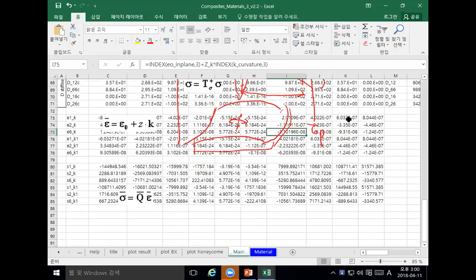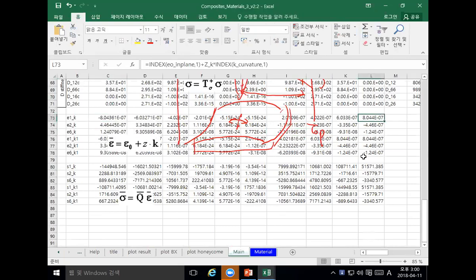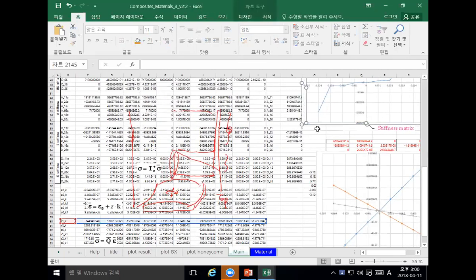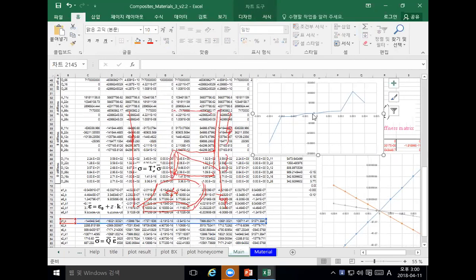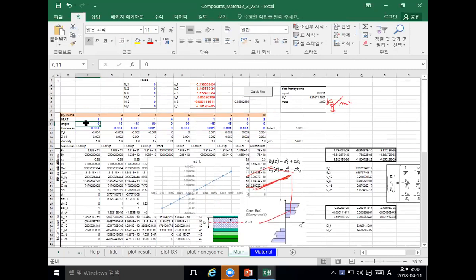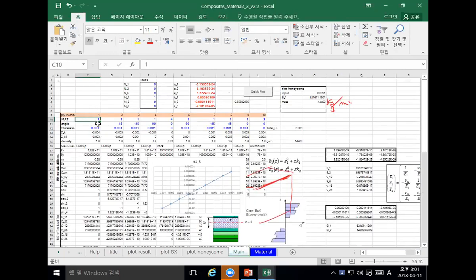Okay, let me see. This one is strain, it is correct, and now it's stress. Stress is not so correct. Why? This guy. And why are they going like that? Well, let's do it again. We choose the isotropic material, number three, choose isotropic.